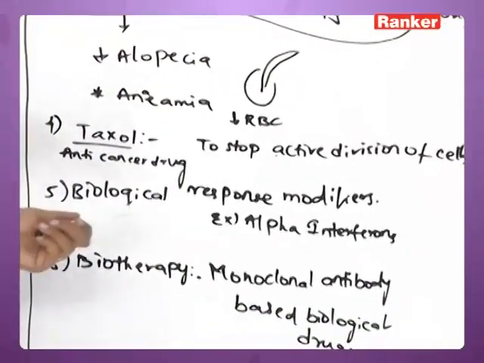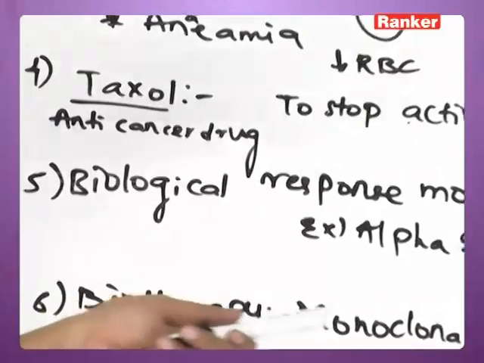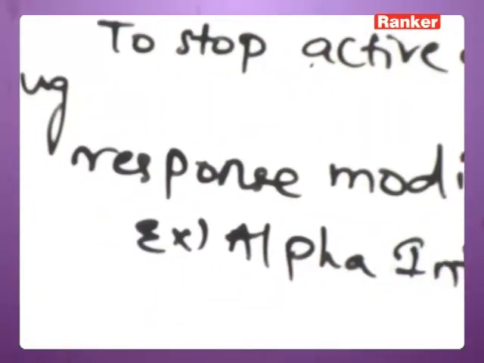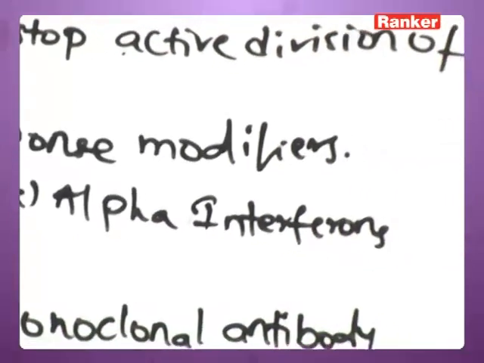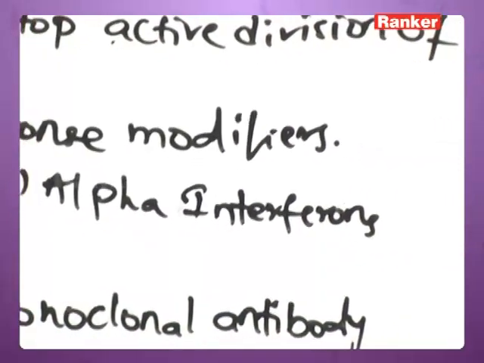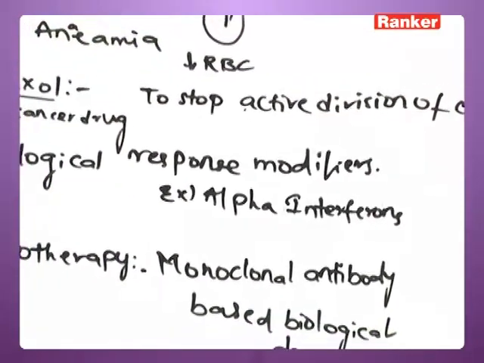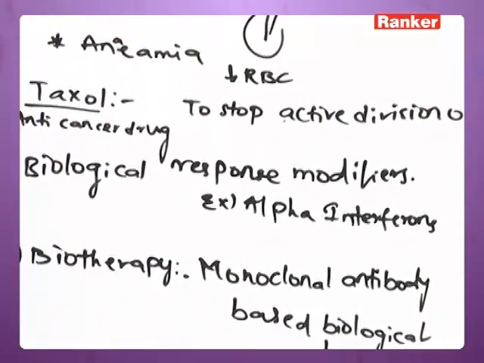And you have biological response modifiers called alpha interferons. Biological response modifiers are a kind of immunity system. They belong to the immune system, where they activate your immune system in order to provide more antibodies and to fight against the cancer cells.